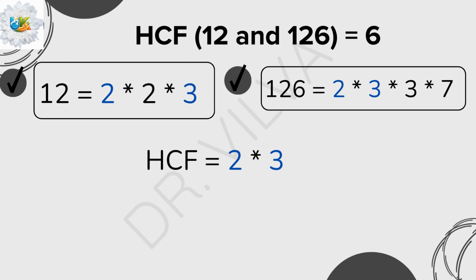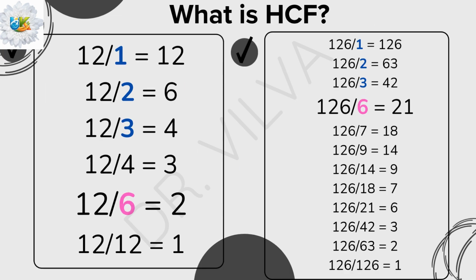12 is 2 times 2 times 3 and 126 is 2 times 3 times 3 times 7. Looking at these two factorizations, the common factors are 2 and 3. To find the highest common factor, we only consider these common prime factors. Therefore, the HCF of 12 and 126 is 2 times 3, which is 6. To put it simply, the highest common factor is the largest number that divides into both.